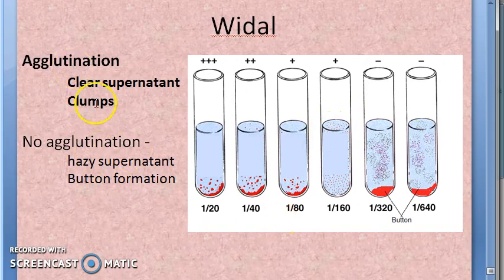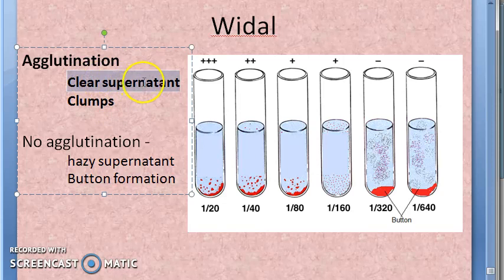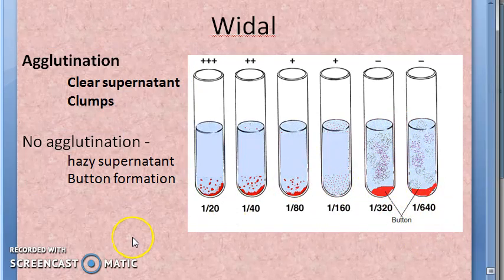So you can see if there is agglutination or not. Agglutination means there is a clear supernatant and there are clumps at the bottom. No agglutination means there is a hazy supernatant and there is button formation. This is button formation, these are clumps. Is this clear? Just look at it further if you have any doubt.